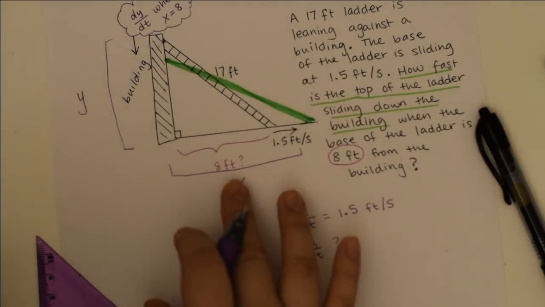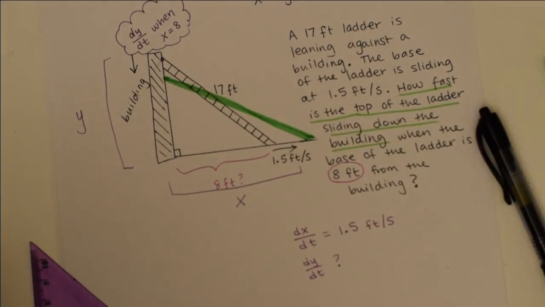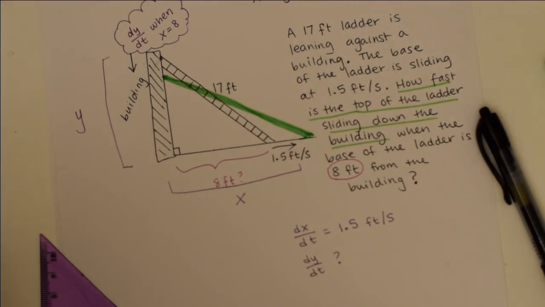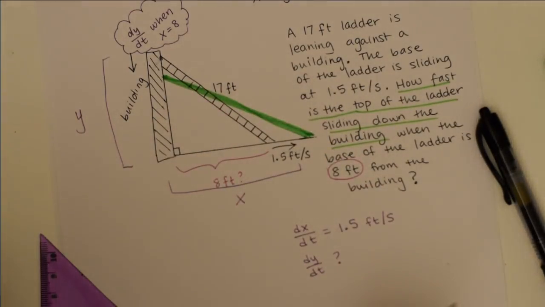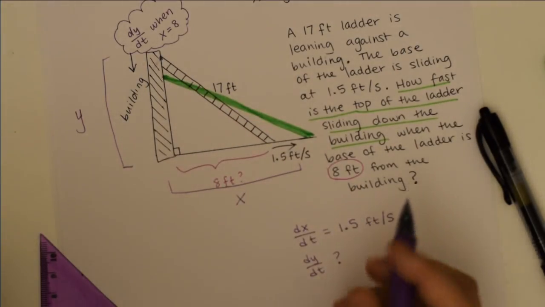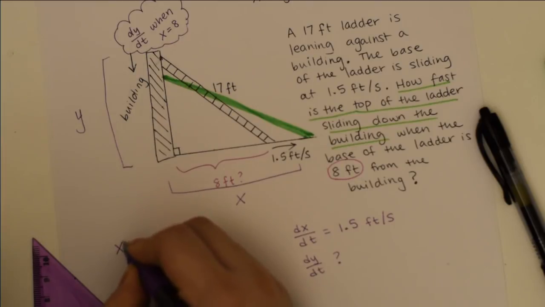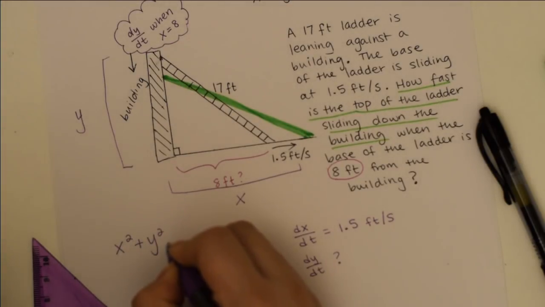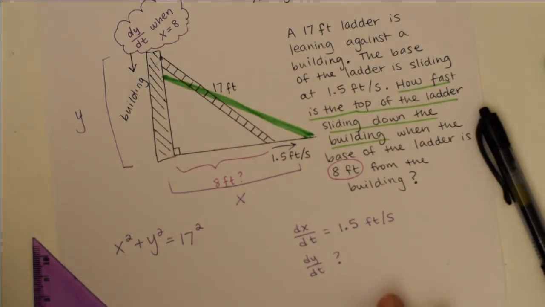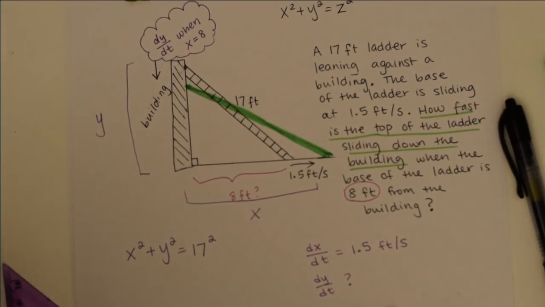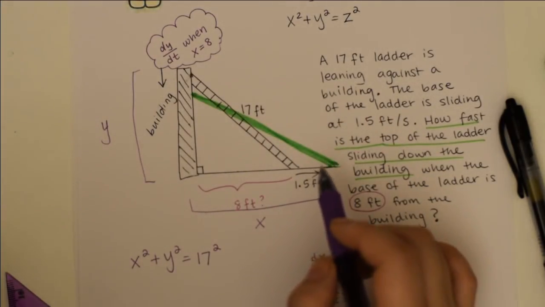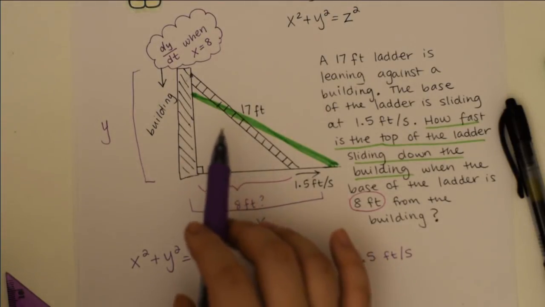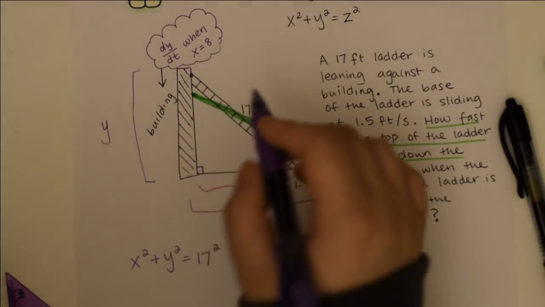We need to relate x and y in the first place so that we can take the derivative with respect to time. I don't know anything about x and y in general, except that they are related by the Pythagorean theorem. I know that x squared plus y squared equals 17 squared. Always. So no matter what instant I have, whether at 8 feet or any other distance, I just know that x squared plus y squared equals 17 squared.